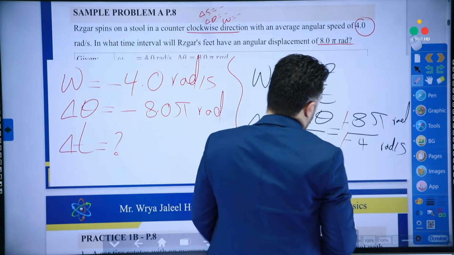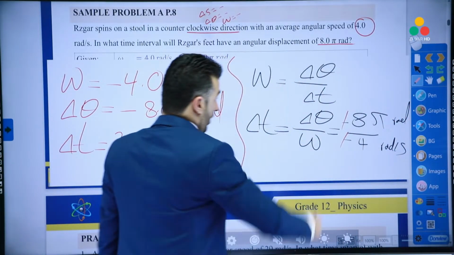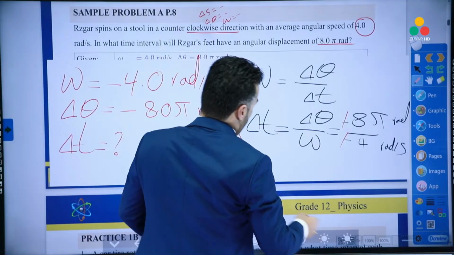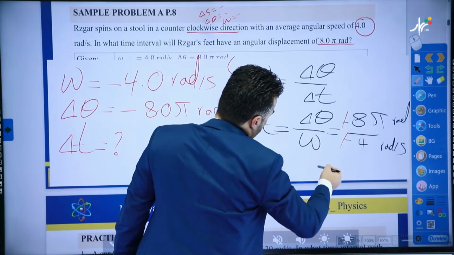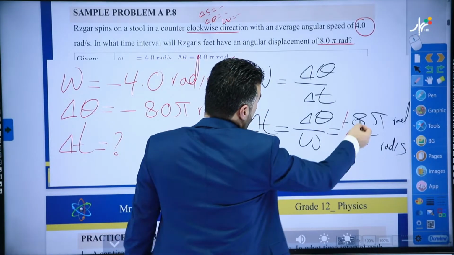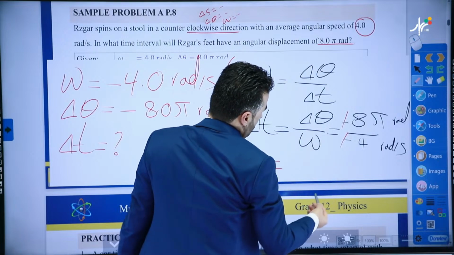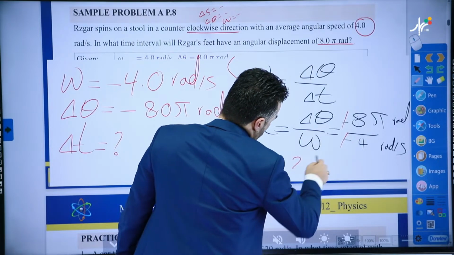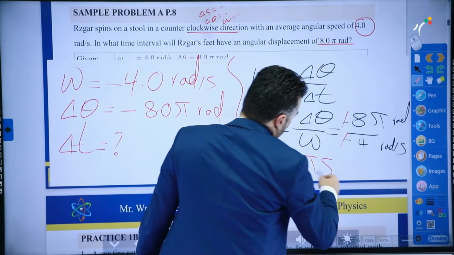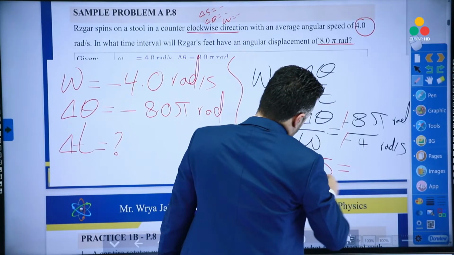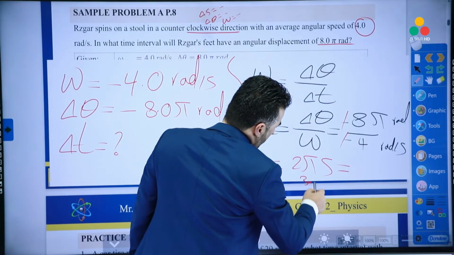So 8 divided by 4, of course, that is 2. So it's going to be 2 pi seconds, right? But of course, you can convert this, since pi is 3.14.